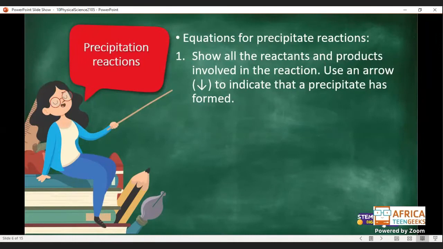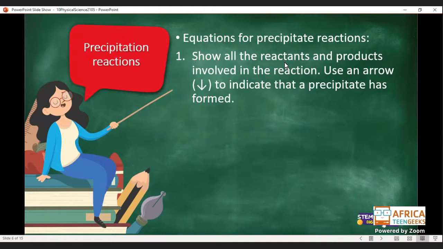Oh, no one. Think about the state symbols we've been using. We've been using G for gas. We've been using L for liquid. We've been using AQ for aqueous, which means dissolved. And we've been using S to show that it's a solid. Good, Tyler. So we can put a bracket and an S and a bracket after the compound to show that thing is a solid. Okay, I will show you both ways when we do these actual equations.